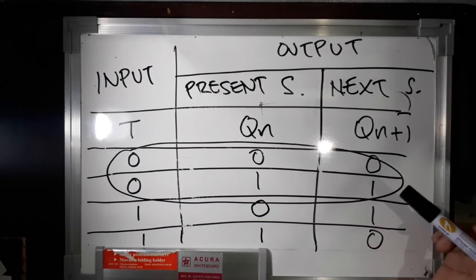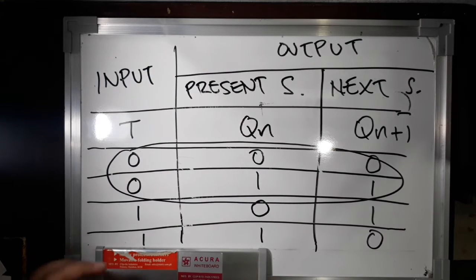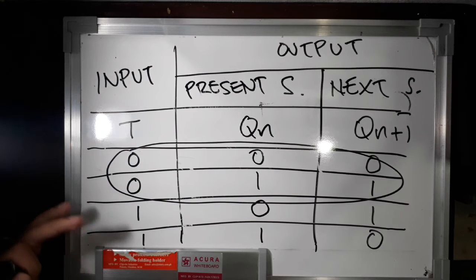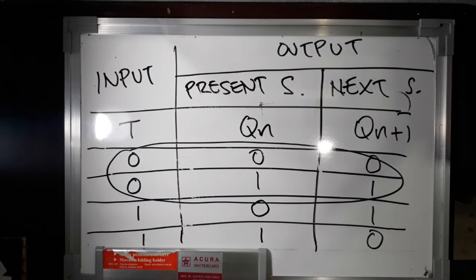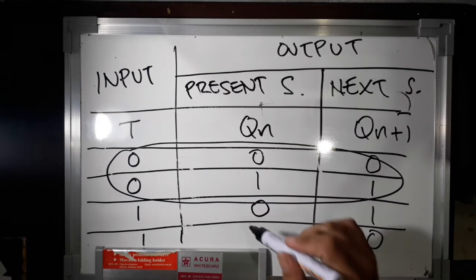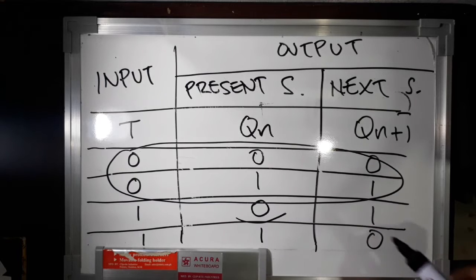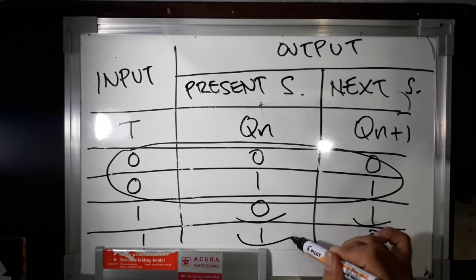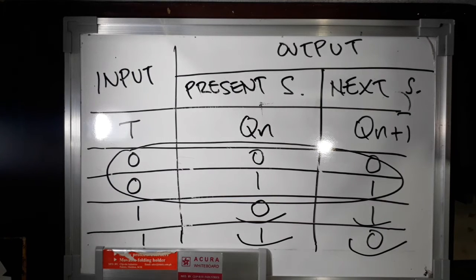In addition to this, when the T input is high, or 1, during the positive transition of the clock signal, the next state of the T flip-flop is exactly the opposite of the present state. Just like here, we have 0 in the present state, and in the next state it is 1. The present state is 1, and the next state is 0.